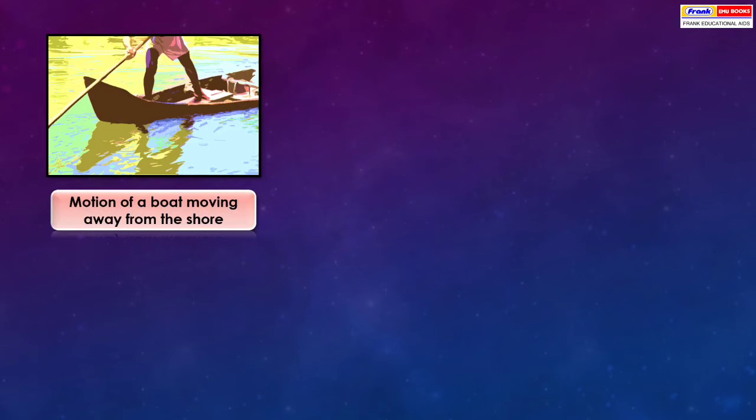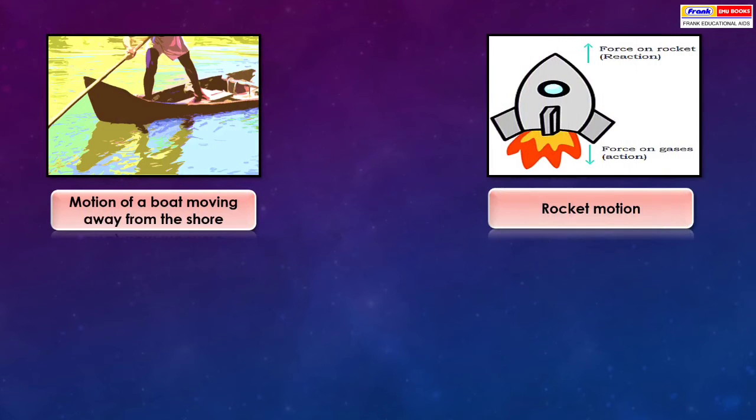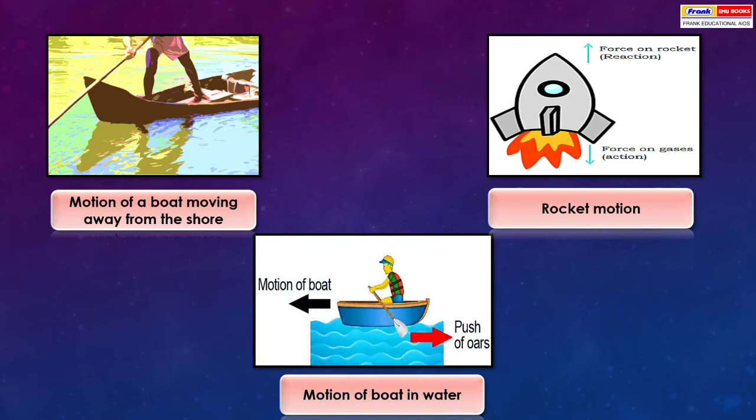Another example, motion of a boat moving away from the shore. Rocket motion. You can see the motion of a boat in water, where the boat is basically moving and the shore is trying to keep it backward.